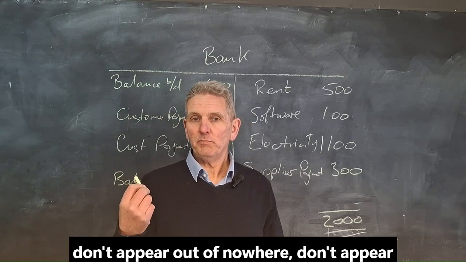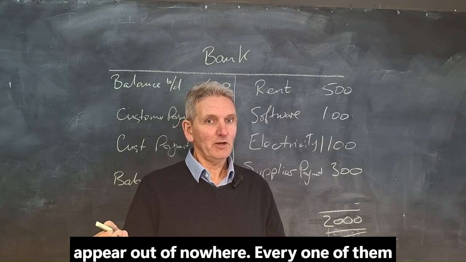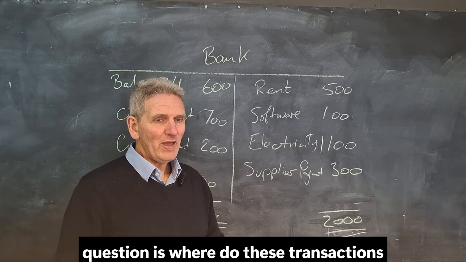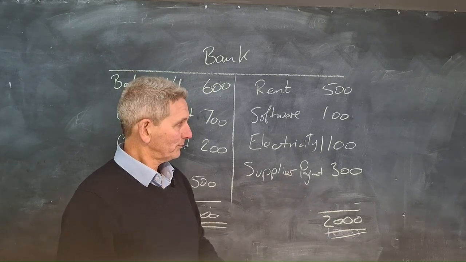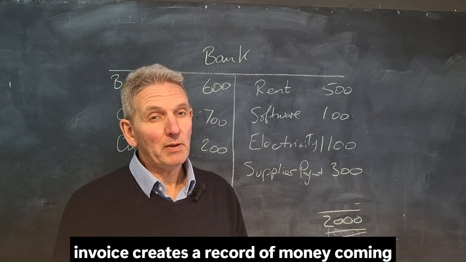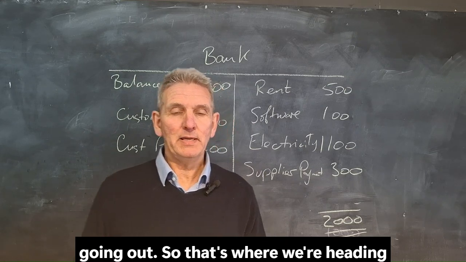But those balances don't appear out of nowhere. Every one of them comes from a transaction, and the next question is, where do these transactions come from? Many of them come from invoices and bills. An invoice creates a record of money coming in, and a bill creates a record of money going out. So that's where we're heading next, invoices and bills.